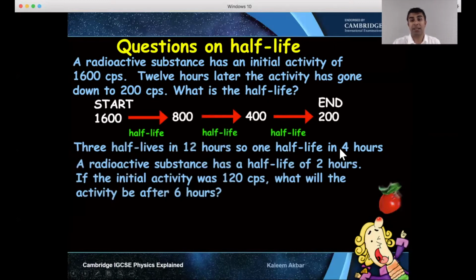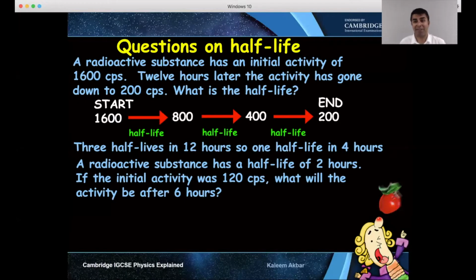What that basically means is, to go down to 100 will be another 4 hours. To go from 100 to 50 will be another 4 hours. Now, there's one curveball I would like you to pay attention to. Sometimes you might be asked, well, what was the activity 4 hours before the beginning? Now, the beginning here is the beginning as we see it, not the beginning of the radioactive decay. As far as we were concerned, it was 1600 at the beginning. However, what was the activity 4 hours before then?